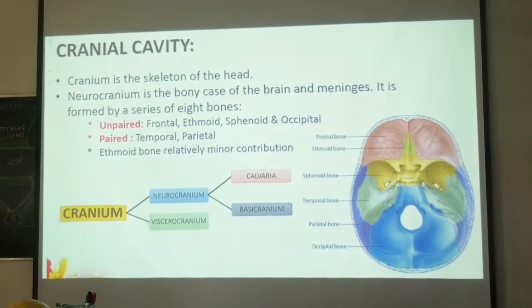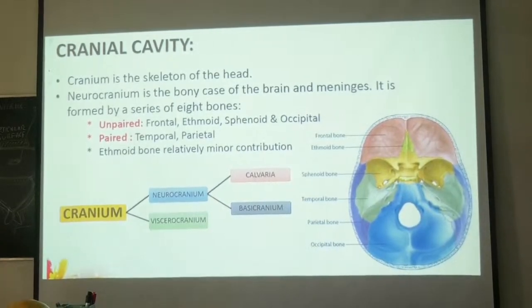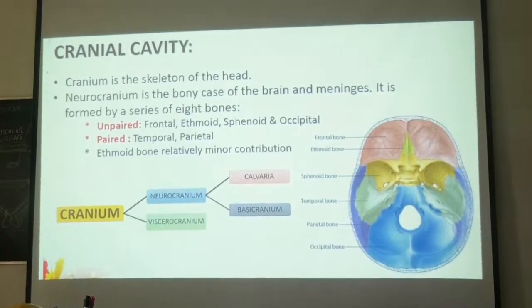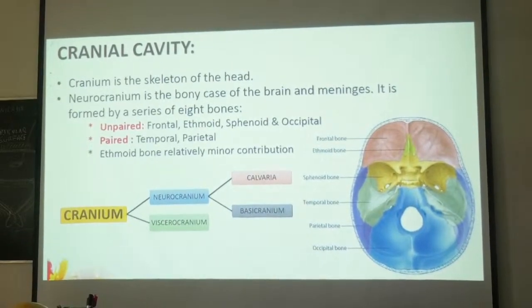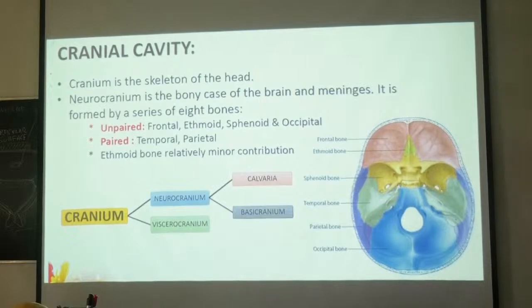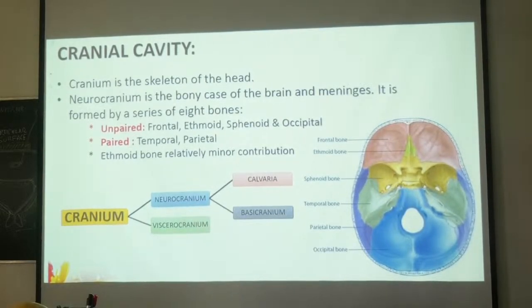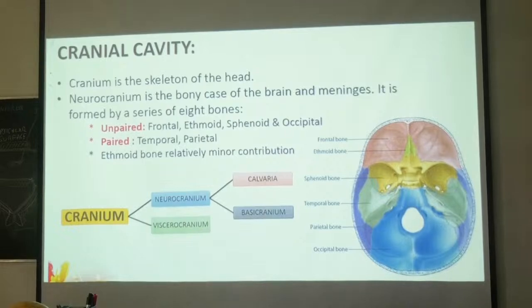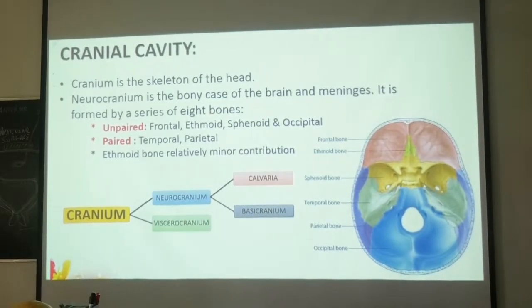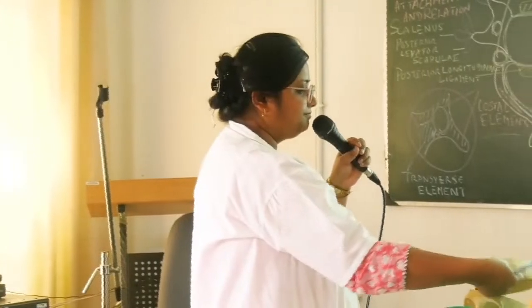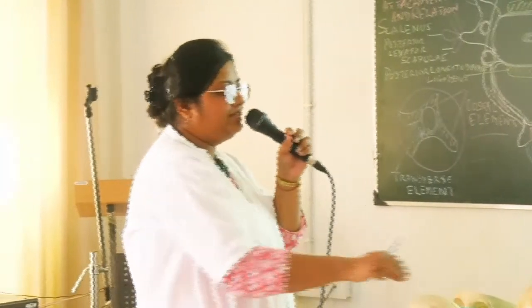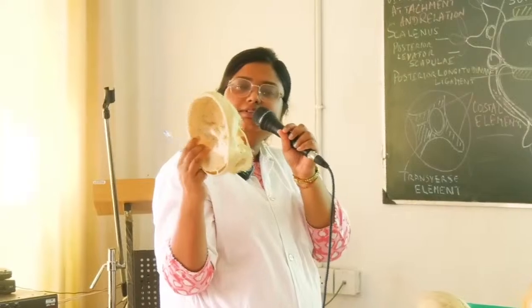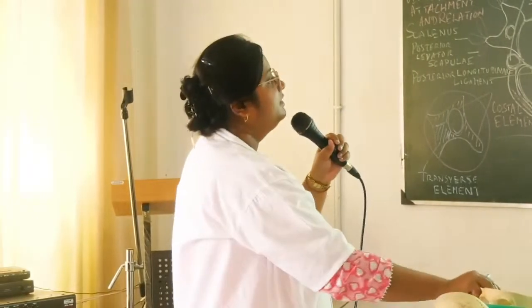So the cranium is divided into 2 parts mainly: the neurocranium, which contains the brain and the meninges, and the viscerocranium, which forms the facial skeleton, the facial bones. When the neurocranium is cut, it is divided into 2 parts, the calvaria, or skull cap, and the basic cranium. This part is the base of the skull, or basic cranium. We will discuss the basic cranium mainly today.